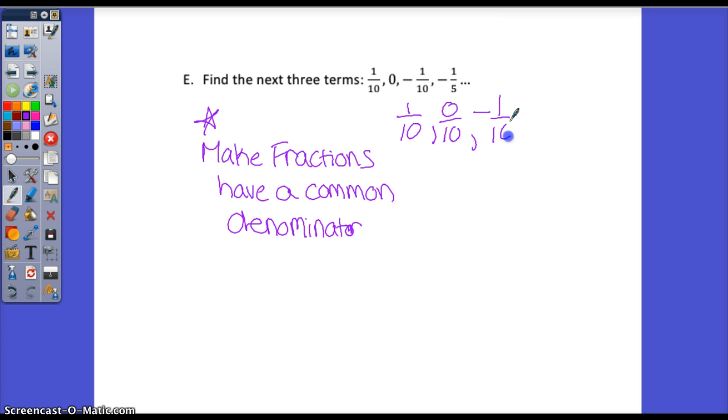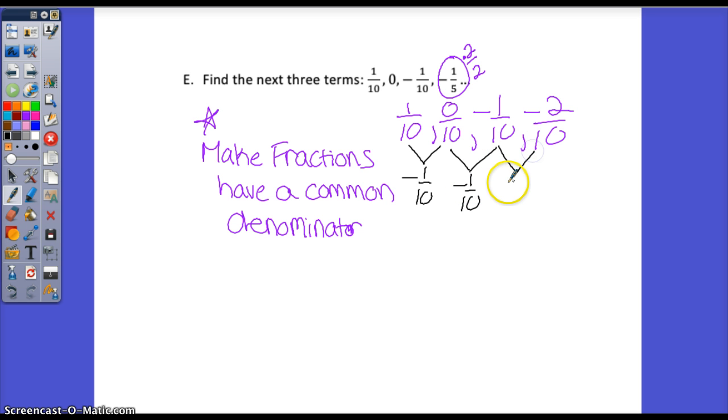Negative 1/10. To make this have a denominator of 10, we have to multiply them both by 2. So you get negative 2 over 10. Now it's a lot easier for me to see the pattern. To get from 1/10 to 0/10, you subtract 1/10. To get from 0/10 to negative 1/10, you subtract 1/10. From negative 1/10 to negative 2/10, you subtract 1/10. So to find the next 3 terms, we need to subtract 1/10.